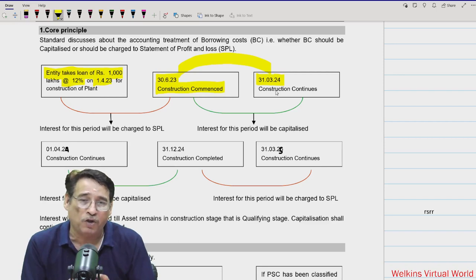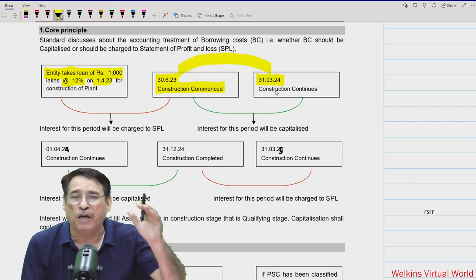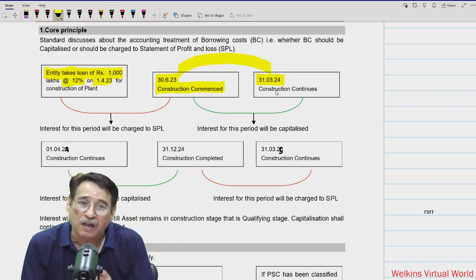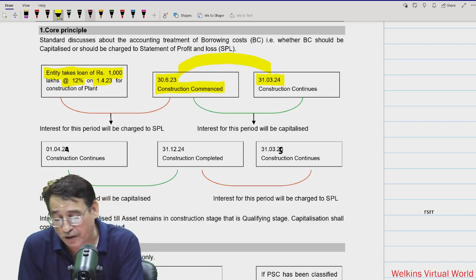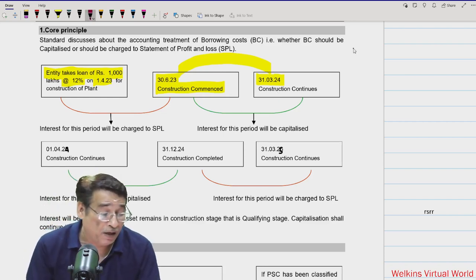So borrowing costs are capitalized once the construction activity commences, and we will keep on capitalizing the interest till the construction activity gets completed. It is very important to understand one important aspect.